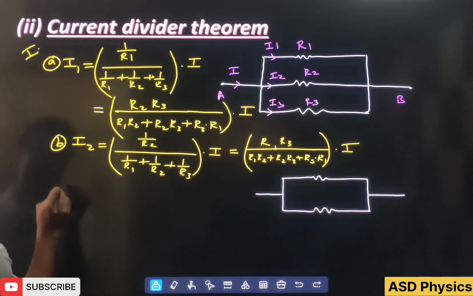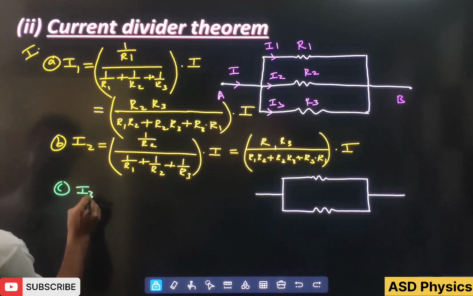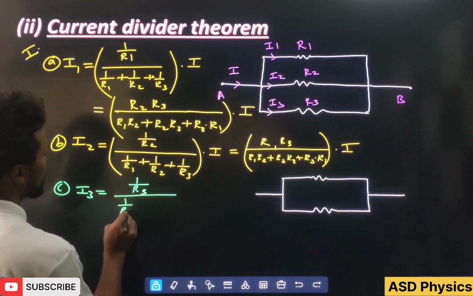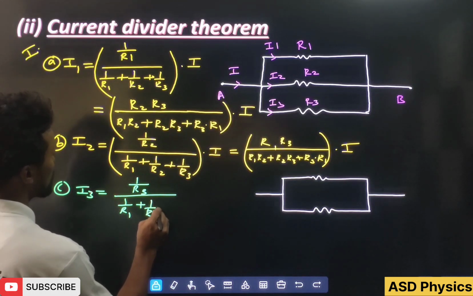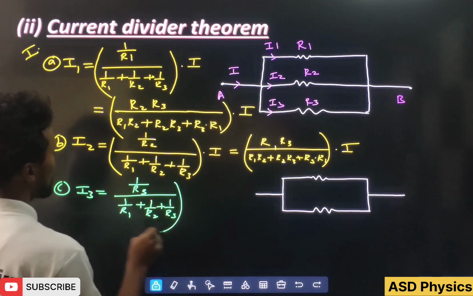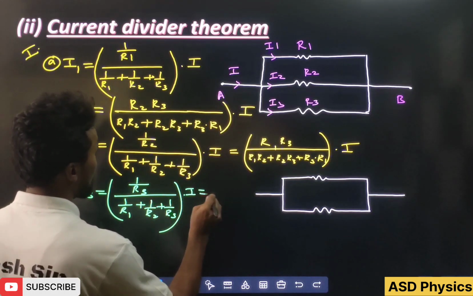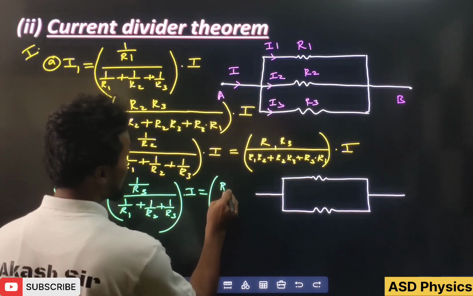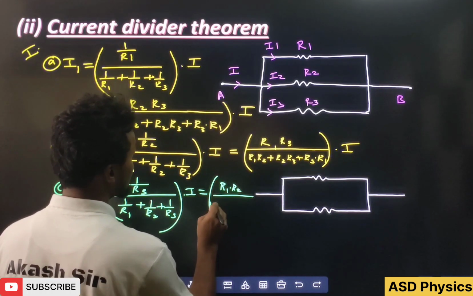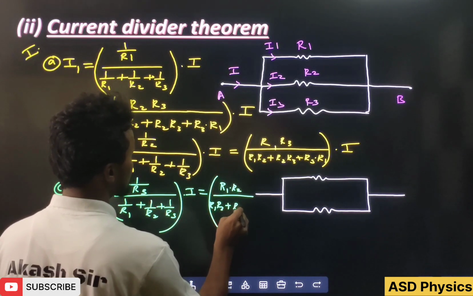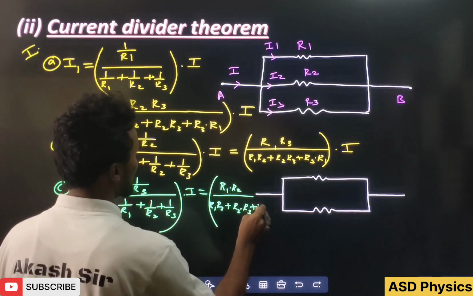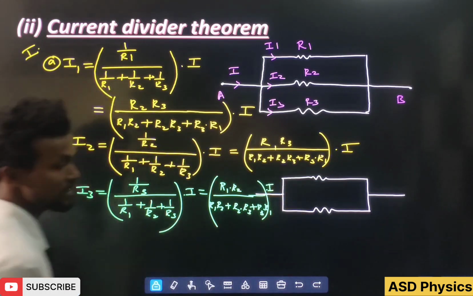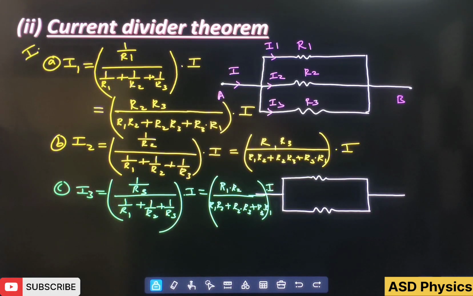Similarly, if we write for the third one, I hope you have understood very well, I3. What will this become here? See, 1 by R3 over 1 by R1 plus 1 by R2 plus 1 by R3, into I. And here mistakes happen, so I am writing here, see, I3 will become R1 R2 over R1 R2, same story, plus R2 R3 plus R3 R1, and here into I. I hope you have understood this very well.